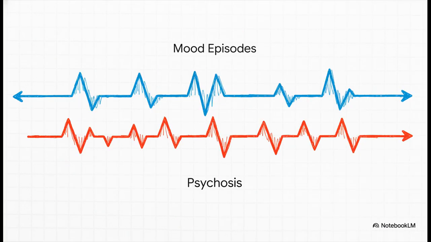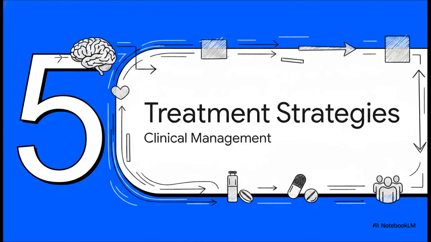We also have to be super careful to rule out schizoaffective disorder. This one is tricky. It's a complex presentation that blends psychosis with distinct manic or depressive mood episodes. So, what's the vital differentiator? The patient must experience at least 2 weeks of delusions or hallucinations completely in the absence of those mood symptoms. That's the key. Let's pivot to Section 5, Treatment Strategies.